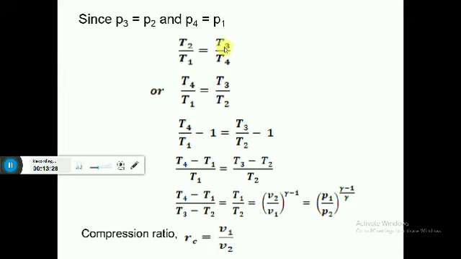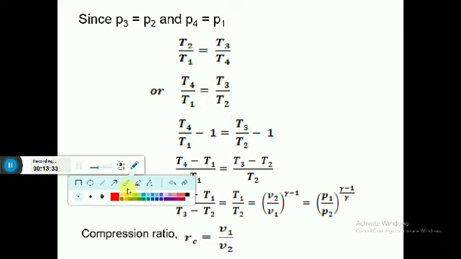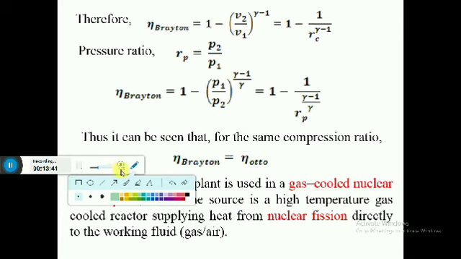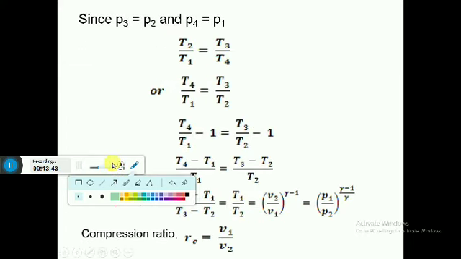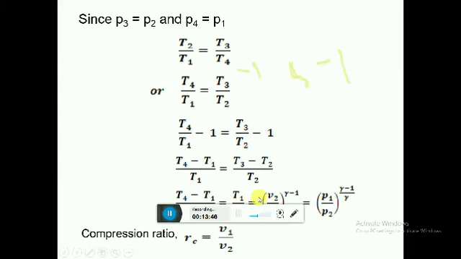Rearranging it, cross multiplying, T4 by T1 is equal to T3 by T2. Subtract 1 on both sides. So it becomes T4 by T1 minus 1 equals T3 by T2 minus 1. Then T4 by T1 minus 1 is T4 minus T1 by T1, and T3 by T2 minus 1 is T3 minus T2 by T2.